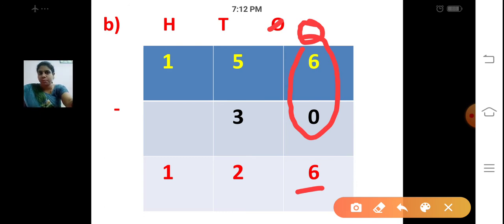Now let's move on to the tens place. 5 tens minus 3 tens. 5 minus 3. Subtract and tell me the answer. How will you subtract 5 minus 3? 5 tens minus 3 tens.